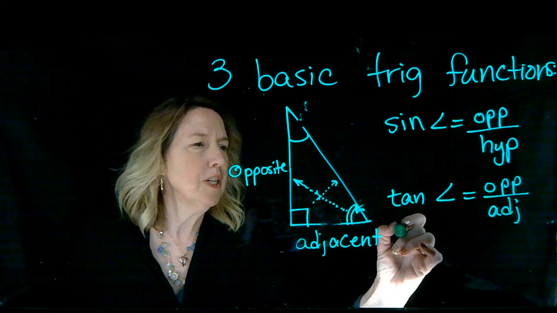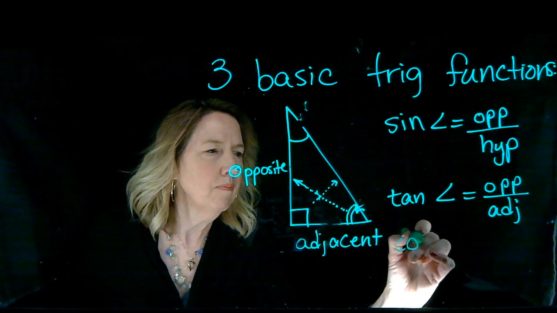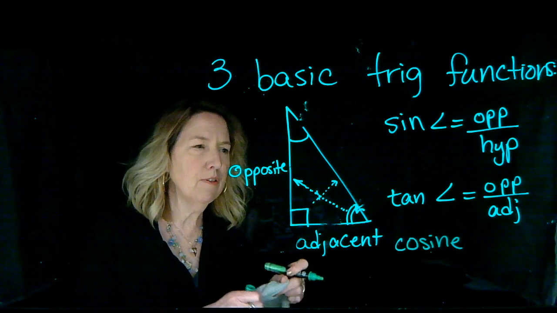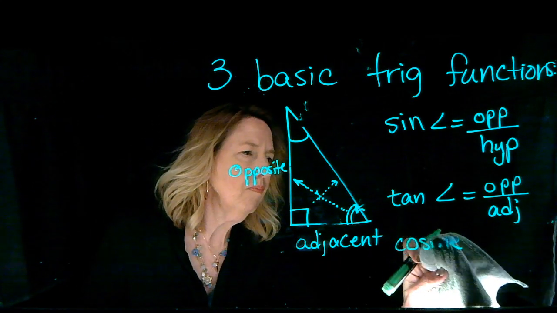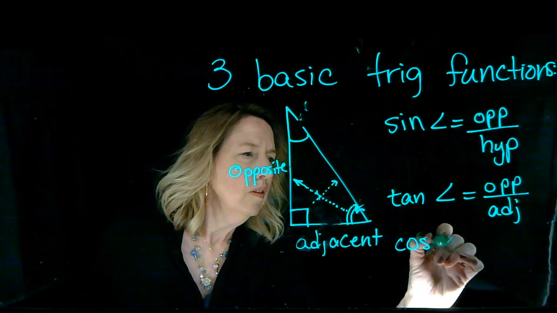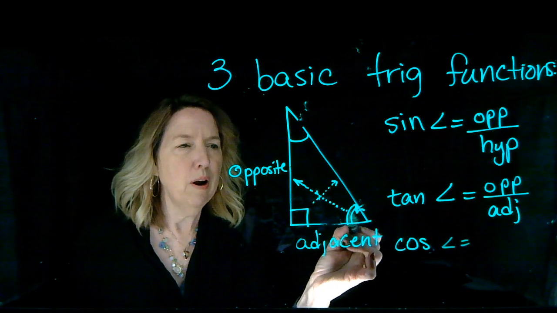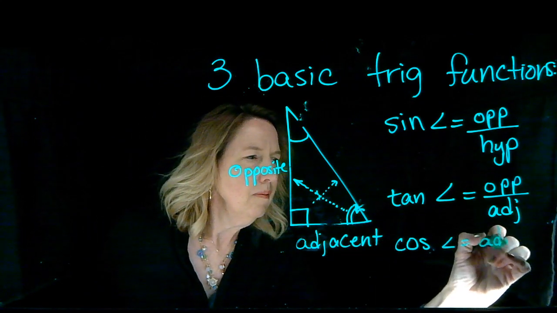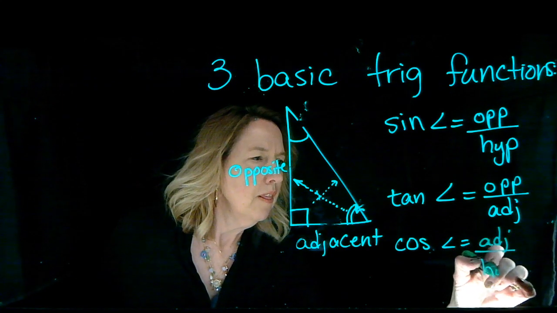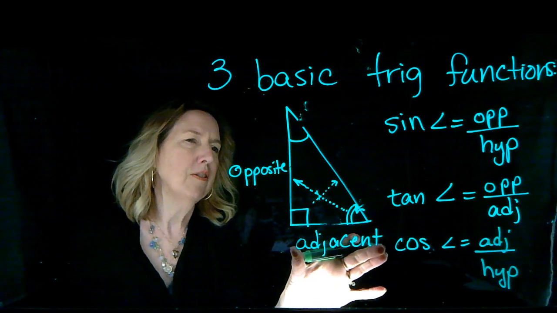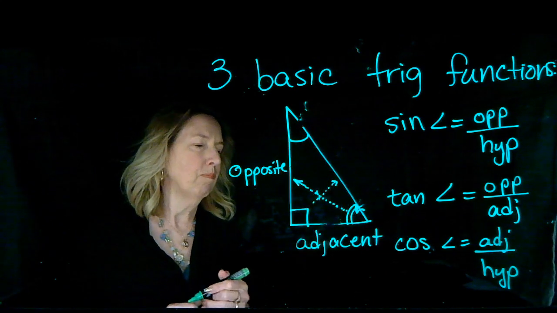Basic trig function is cosine. Again, we're going to abbreviate that to the first 3 letters. The cosine of the angle, which angle? The reference angle, is the adjacent side over the hypotenuse, the ratio of the adjacent over the hypotenuse.